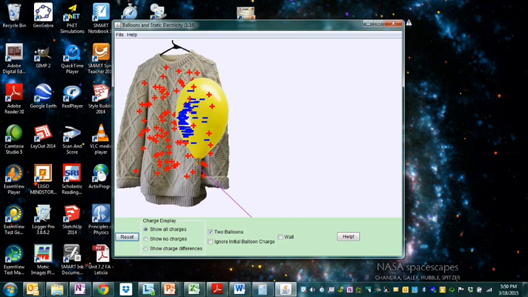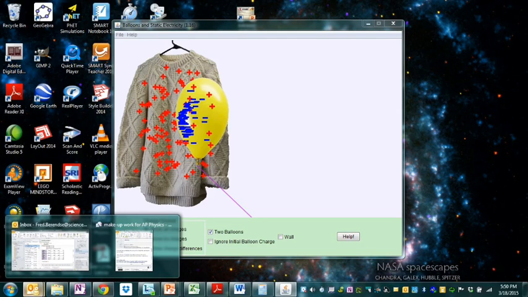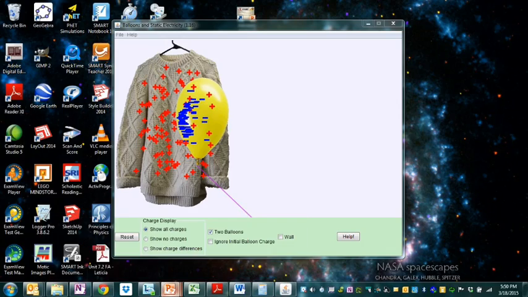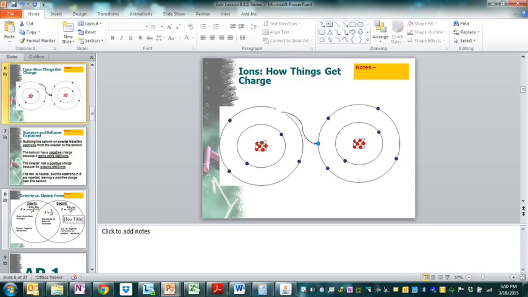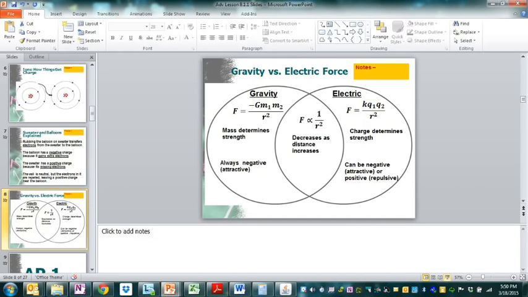on one another. I want to end this, and I know it's been long, but I think it's also kind of fun. I want to end this on a note comparing gravity with the electric force. Okay.